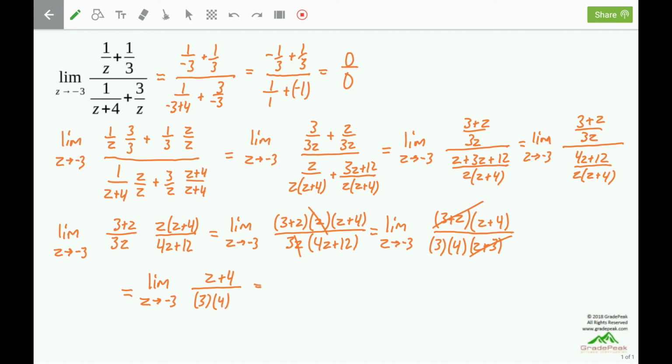So now we'll plug in the -3 for the one remaining z, and that will be (-3 plus 4) over 3 times 4. -3 plus 4 is a 1. 3 times 4 is a 12. We get a 1 over 12.